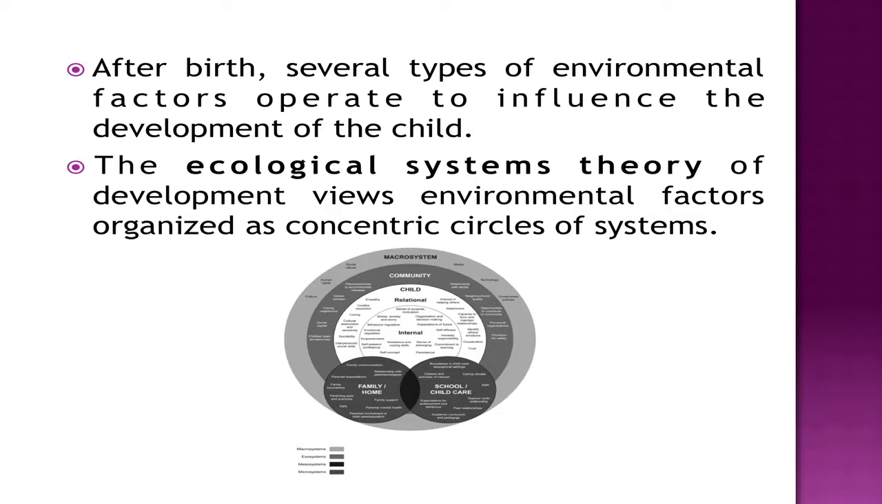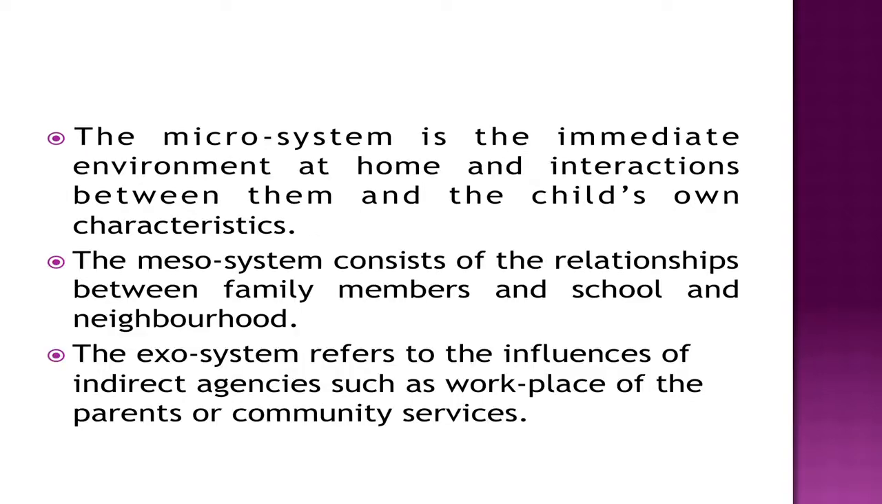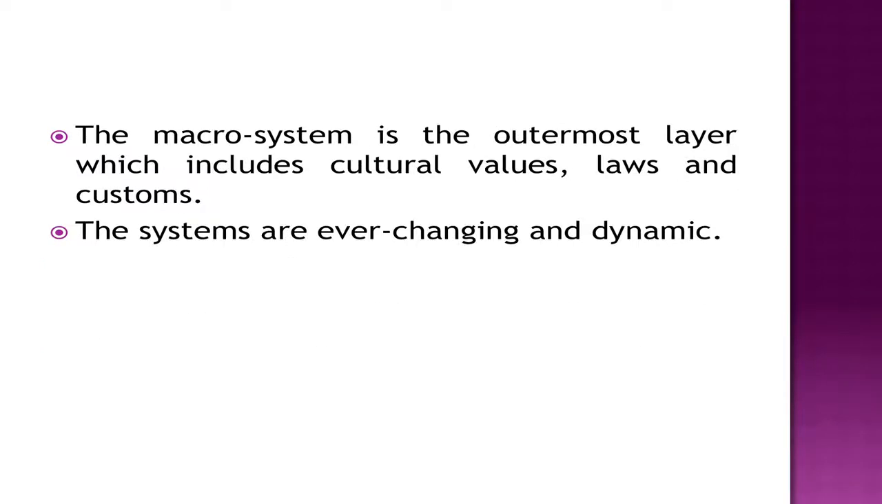The ecological system theory of development views environmental factors as organized in concentric circles of a system. The microsystem is the immediate environment at home and the interaction between them and the child's own characteristics. The mesosystem consists of the relationship between family members and the school and neighborhood. The exosystem refers to the influence of indirect agencies such as the parents' workplace or community services. The macrosystem is the outermost layer, which includes cultural values, laws and customs.